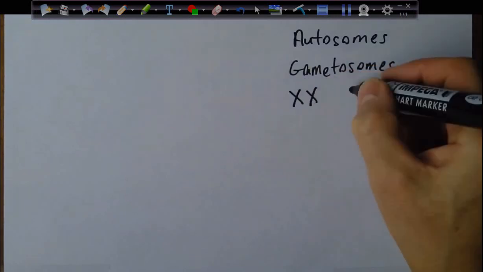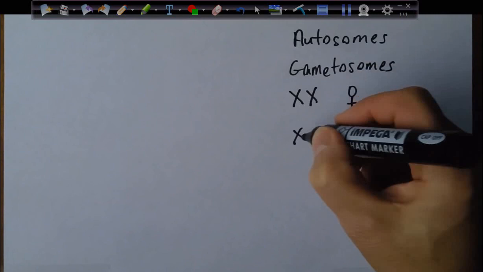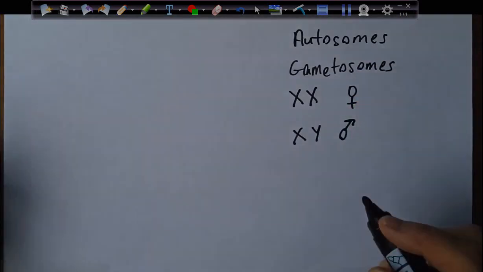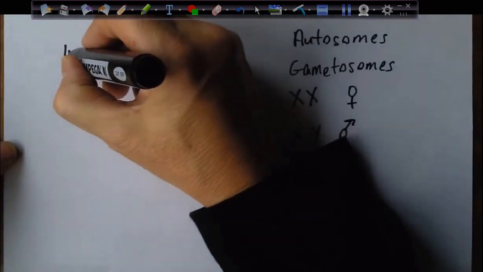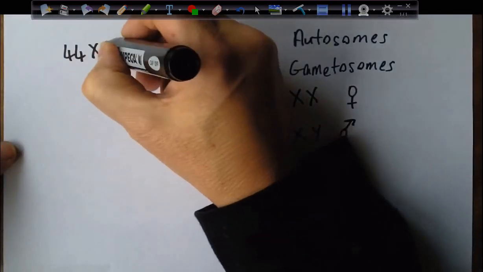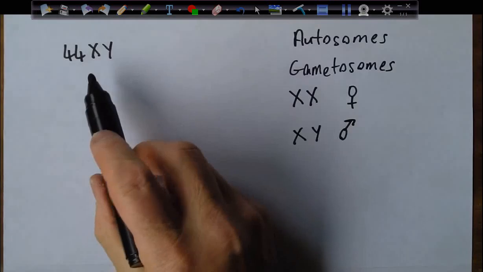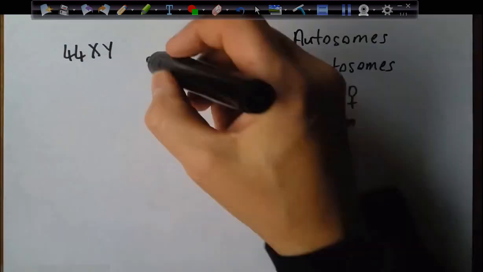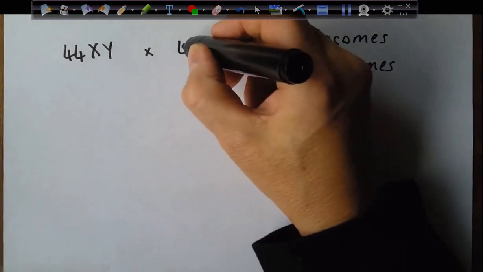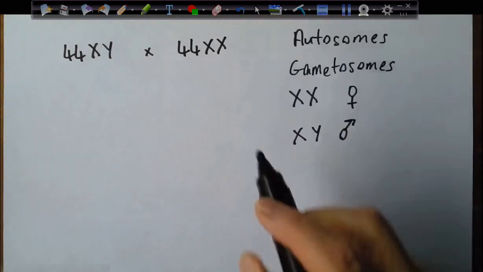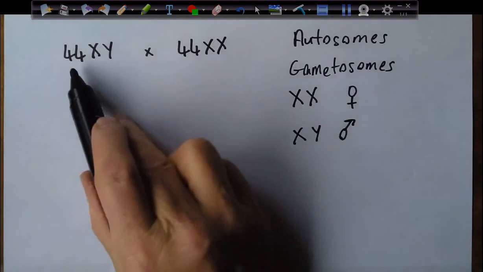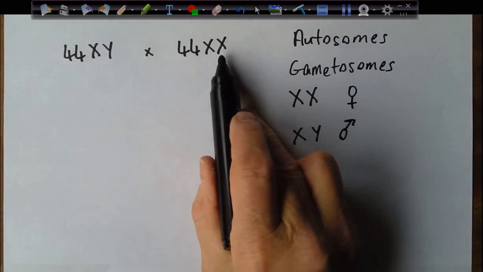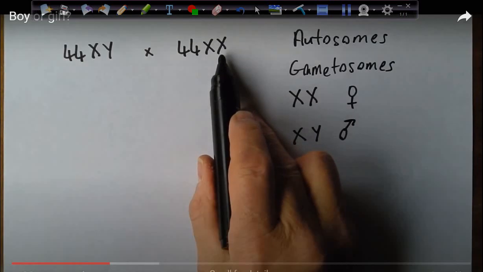XX is going to be a female, XY is going to be a male. So a man has 44 autosomes, and his gametosomes are X and Y. And to reproduce with a woman, 44 X, X. So 46 chromosomes altogether, 44 of which are autosomes, plus the 2 gametosomes, or the sex chromosomes.